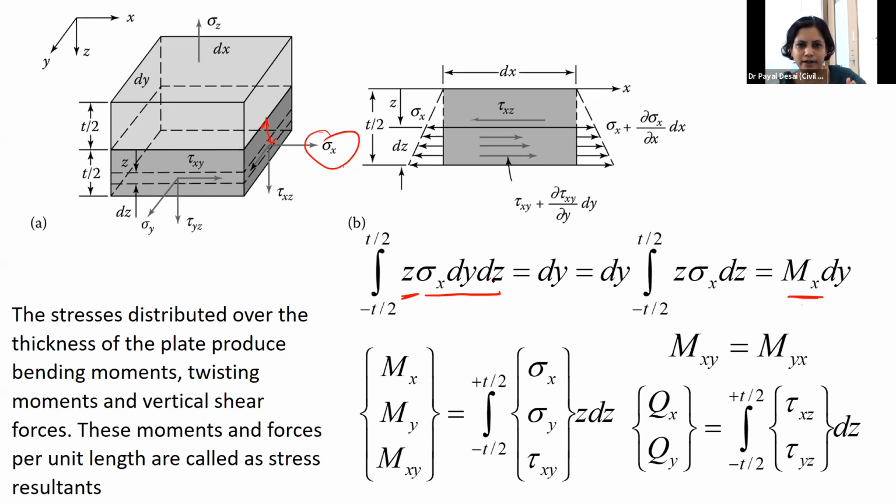Due to sigma y, you get the similar thing, and you get here My. To integrate sigma y, take the force occurring because of sigma y, take the moment due to that, and you get the My. So you get Mx as well as you get My, and integrate it.